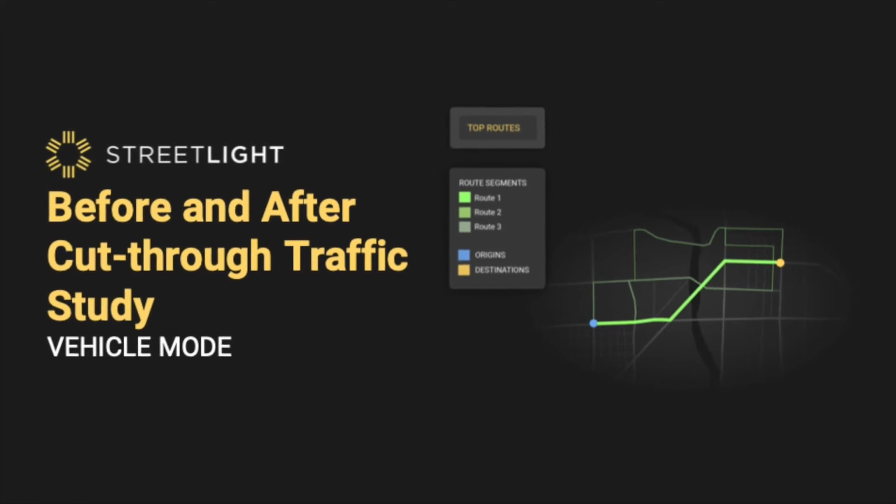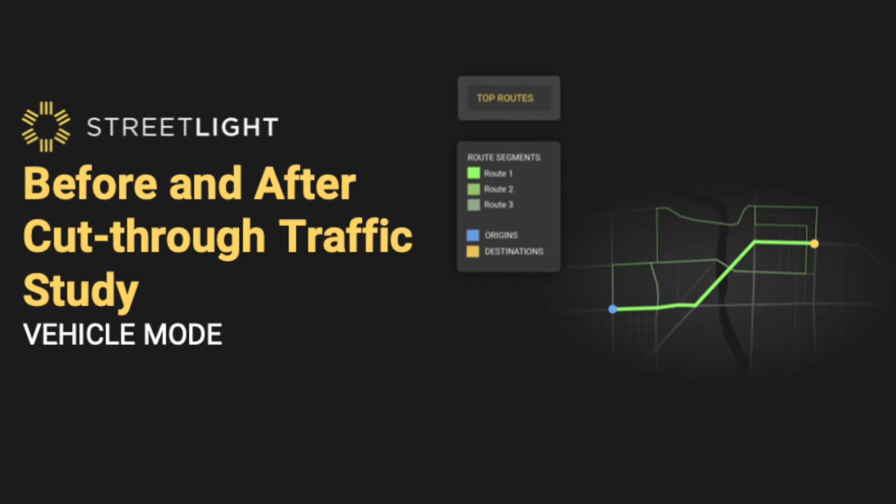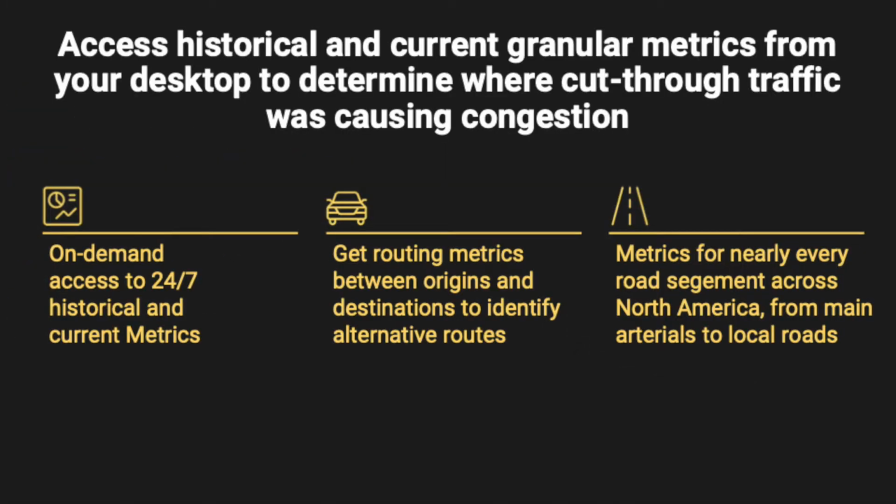This video is a quick sneak peek of how to run a before and after traffic impact study for the vehicle mode in StreetLight's platform, StreetLight InSight. Get access to historical and current granular metrics from your desktop to determine the traffic impacts of any infrastructure changes. Go back in time or fast forward to the present to get historical data and recent data for before and after studies and for measuring the impacts across time.